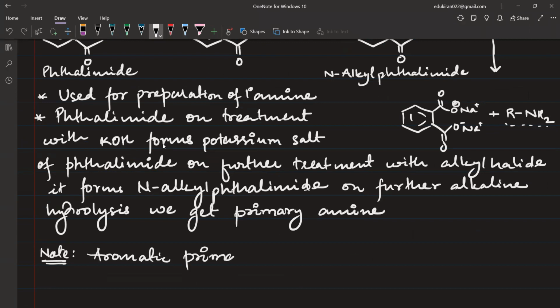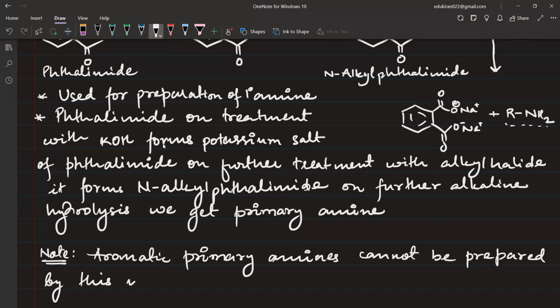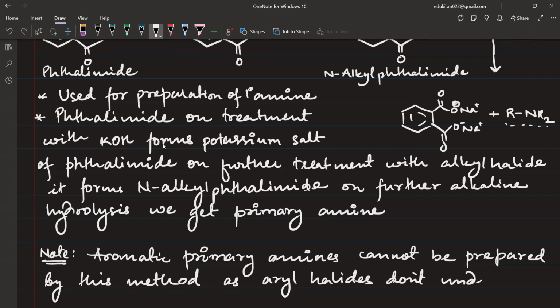Aromatic primary amines cannot be prepared by this method, as aryl halides don't undergo SN.